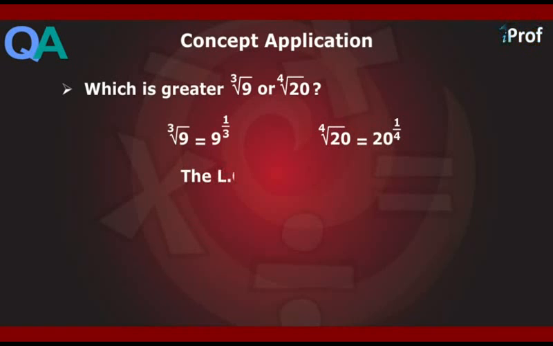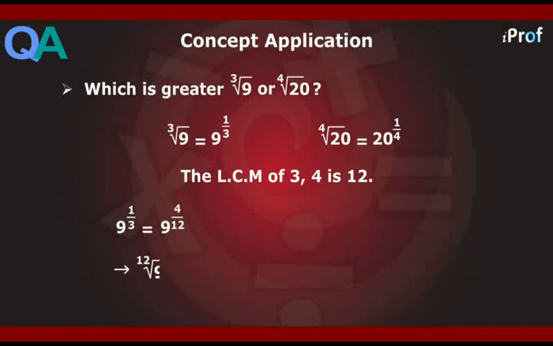The LCM of the denominators 3 and 4 of the fractions is 12. Therefore, 9 raised to the power 1 by 3 can be written as 9 raised to the power 4 by 12, which gives the 12th root of 9 raised to the power 4, which is equal to the 12th root of 6561.